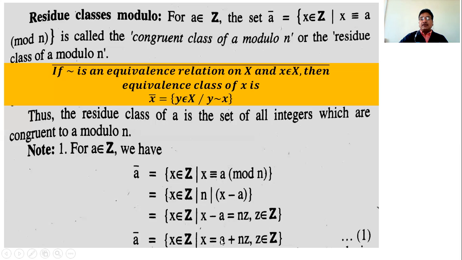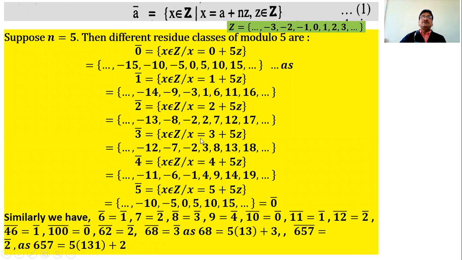And therefore X is what? A plus NZ such that Z belongs to Z. So this is the simplification of the definition of residue class. This A bar in this form and this A bar in this form both are same. This is the simplification of this equivalence class or residue class. So to justify the definition, we will find some equivalence classes, the residue classes, under this congruence relation. So take N as 5.